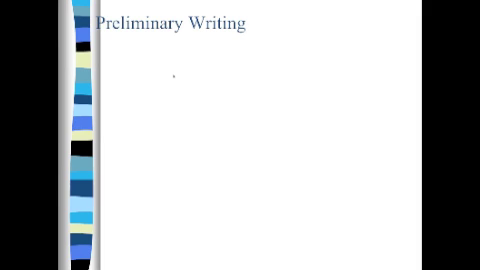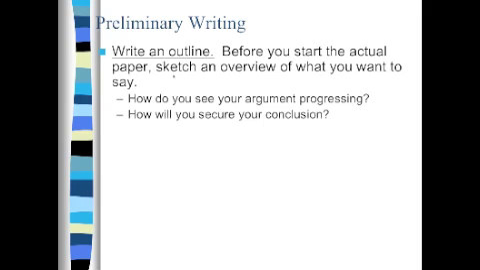Okay, next up, like I suggested earlier, I recommend that you do some preliminary writing. Start by writing an outline. Before you actually sit down to write the paper, do a rough sketch of how you think the argument is going to develop. What's your intro going to look like? What's your basic argument going to be? What sort of counterpoints are you going to consider, and so forth? How does each part of the argument of the paper establish your conclusion?